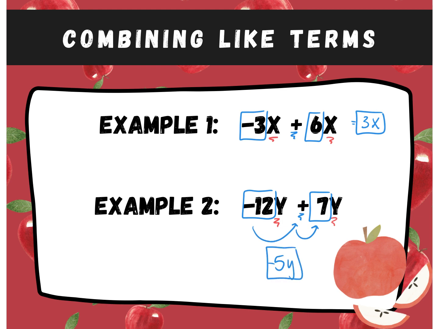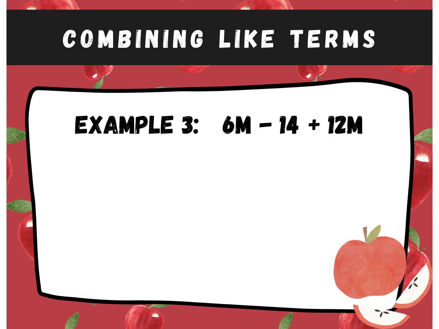The variable does not change. So this is an example where we're really testing our knowledge of like terms. You'll notice that I have 6m minus 14 plus 12m, and only 2 of those things have m's, which means 2 of those terms are like terms, the other is not. So when you're combining like terms, you're doing just that. You're only combining the things that are like terms.